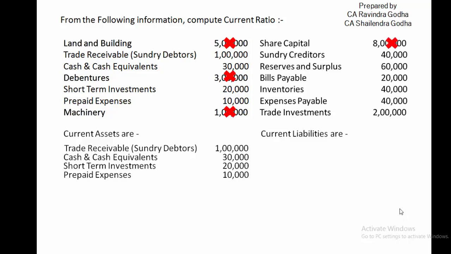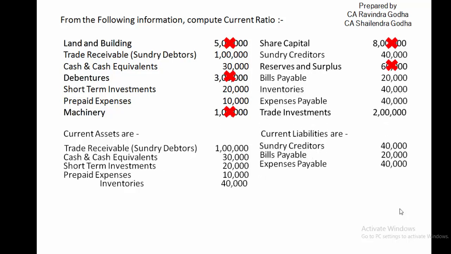Share capital is a part of shareholders' fund, so it cannot be added in current liabilities. Sundry creditors is added in current liabilities. Reserve and surplus is also a part of shareholders' fund. Bills payable is a current liability. Inventory is a current asset. Expenses payable are current liabilities. Trade investment is a part of non-current assets.